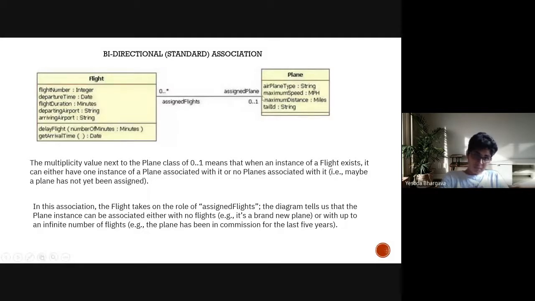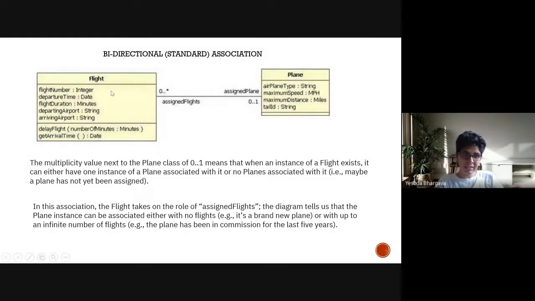Now, since this word assigned plane is there, you would say that a flight is assigned zero or one planes. So the multiplicity value next to the plane class means that when an instance of flight exists, it can have either one instance of a plane associated or no plane associated with it. Whereas a plane can have zero or many assigned flights. So in this diagram, if you notice, not only are the multiplicities given, but the role played is also given.